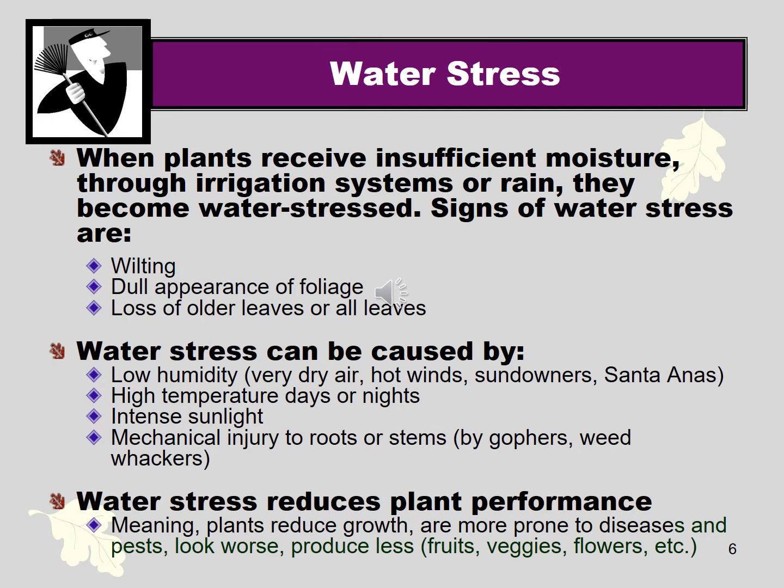So how do you know if your plants are under water stress? That's one way you're figuring out if your irrigation system's doing its job. They will look dull in appearance. The older leaves will fall off. The leaves will be wilting. Those are signs of water stress in your plant.